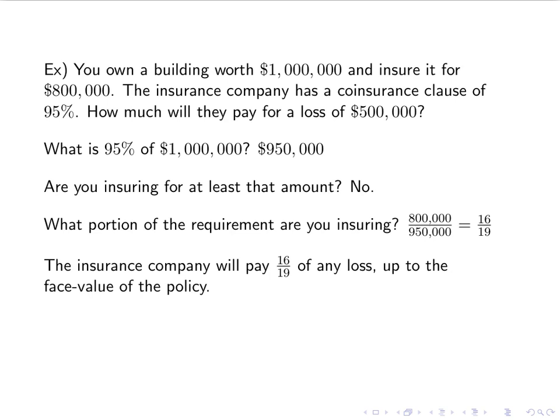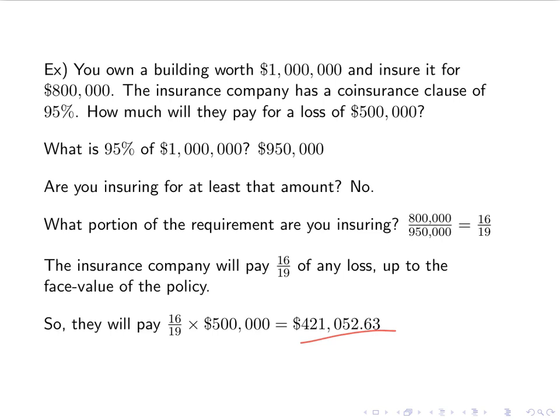And again, what this is saying is that the insurance company will pay 16/19 of any loss up to the face value of the policy. So they will pay 16/19 of $500,000, which is clearly going to be less than the face value. So what is 16/19 of $500,000? $421,052.63. So again, this idea of coinsurance is that the insurance company will pay this much. The business has to pay the rest. So they're both kind of insuring the building.